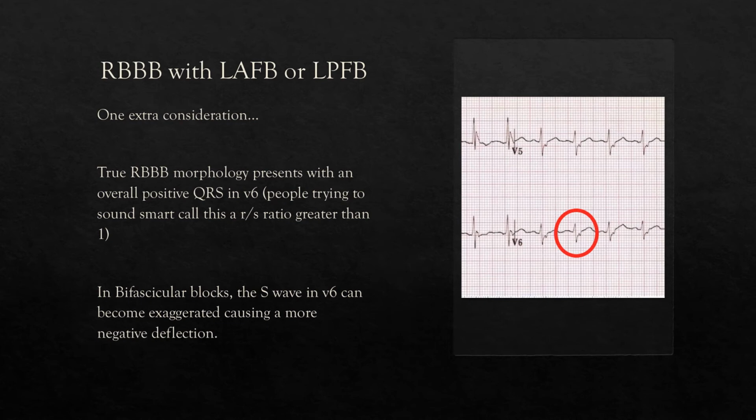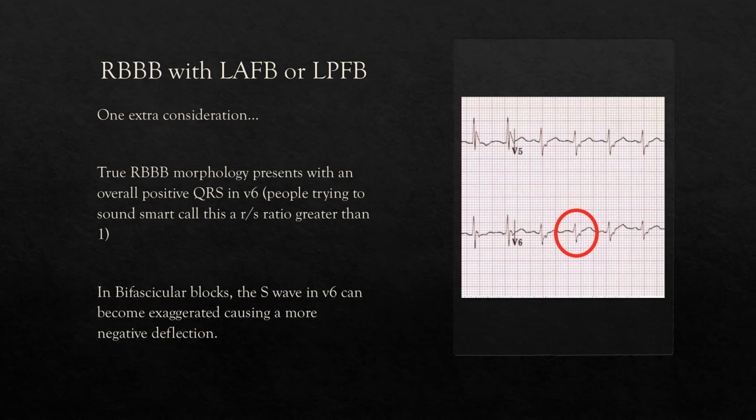Okay. Now, one extra consideration, like I said, kind of going back to that first example, is technically what you will see, a very common presentation with the right bundle and left anterior fascicle block, is that V6 will end up being negative. Now, people trying to overcompensate and trying to sound smart basically will call this an RS ratio greater than 1. I don't know why people use this. Why don't you just say it's positive or negative? If your RS ratio is greater than 1, your QRS is positive. If it's less than 1, it's negative. All they're talking about is comparing the ratio of the two. So how tall is it versus how negative it is? I don't really understand why people do that, other than to try to sound smart and confuse people.